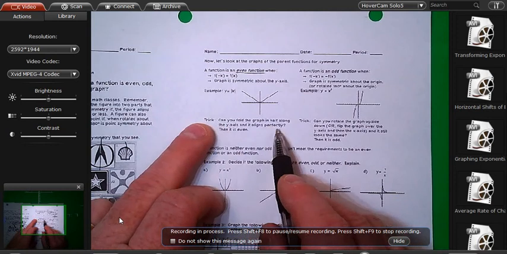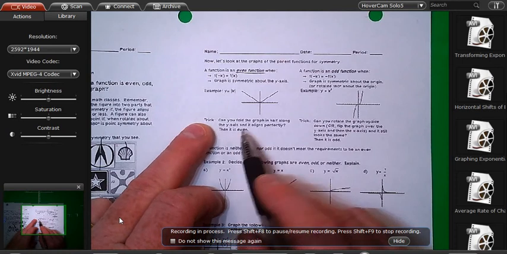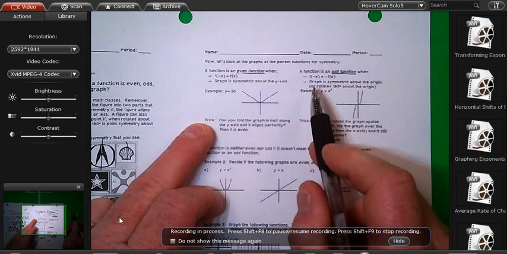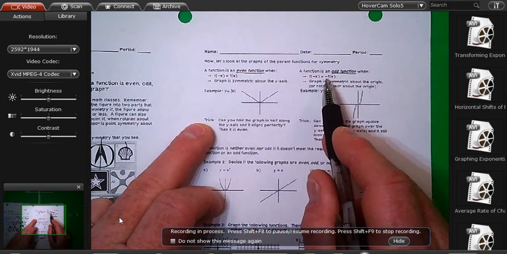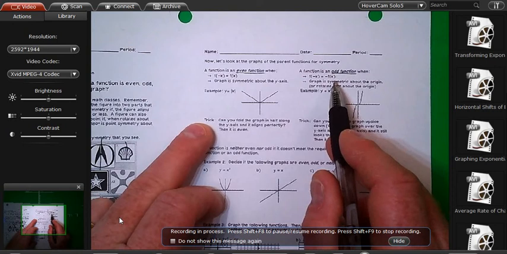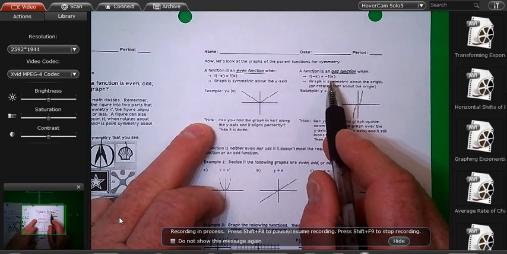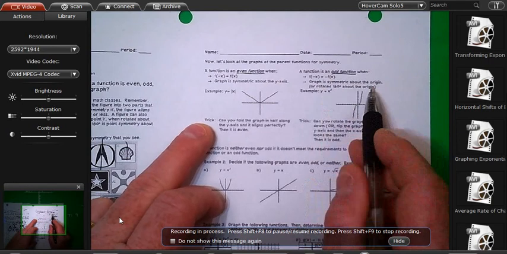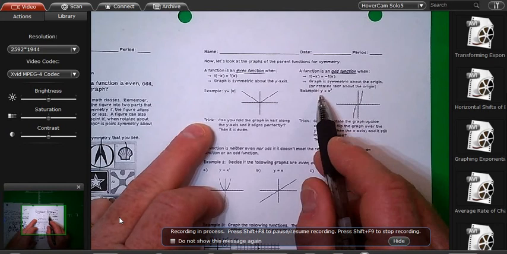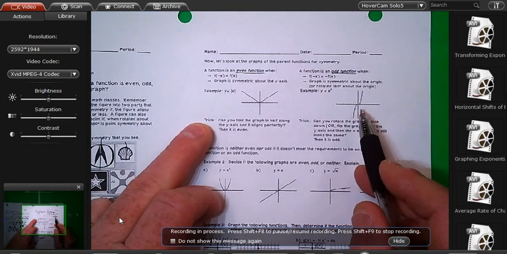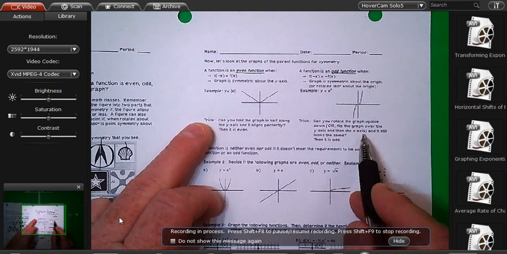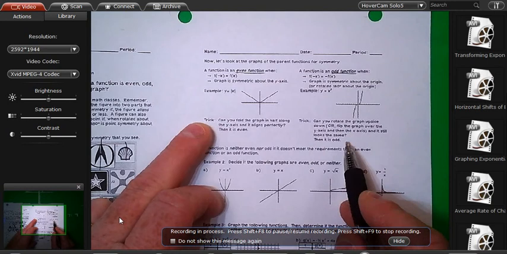All right, an odd function is a function where f of negative x equals negative f of x. That means we're getting the opposite of what we had for the original after I plug in negative x. So the graph is symmetric about the origin, or rotated 180 degrees about the origin. For example, y equals x cubed, which is our cubic function. Can you rotate the graph upside down, or flip the graph over the y-axis and then the x-axis, and it still looks the same? Then it is odd. But if it's neither even nor odd, then it is neither.